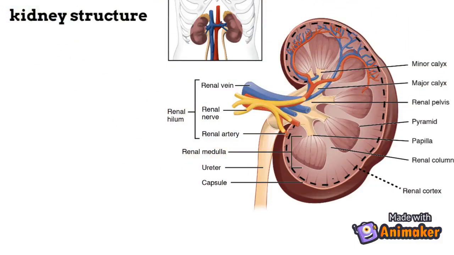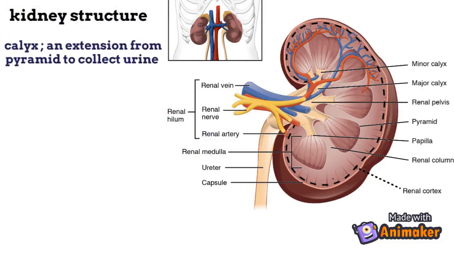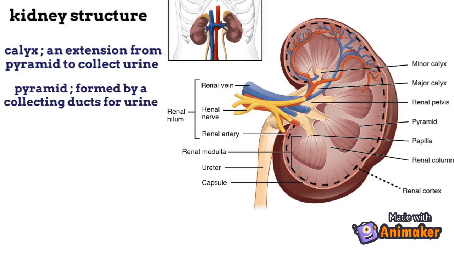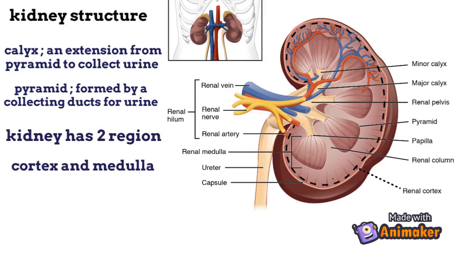Kidney structure. Here in this picture you can see the structure of the kidney. The calyx and its extensions form the pyramids to collect urine. The pyramid is formed by collecting ducts for urine. The kidney is divided into 2 regions. The inner region is called the medulla and the outer one is called the cortex. The medulla contains the pyramids, which contain the collecting ducts for collecting the urine after it's filtered.